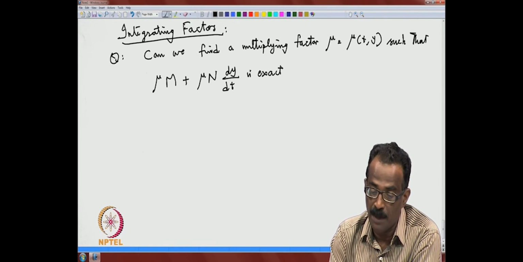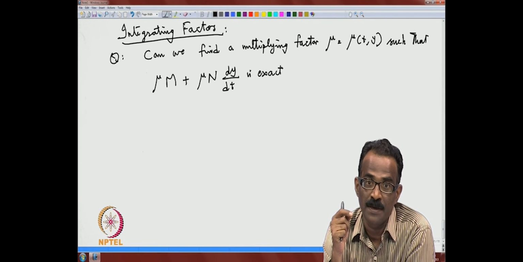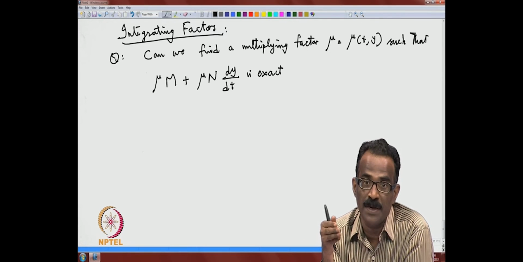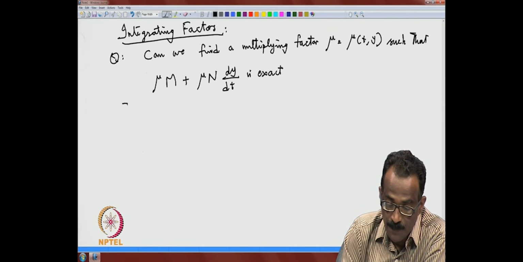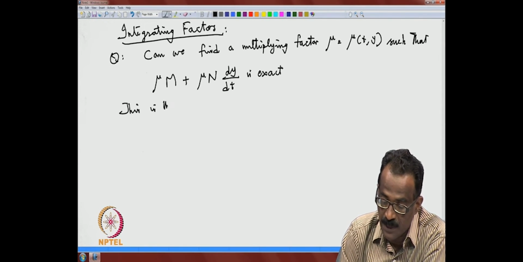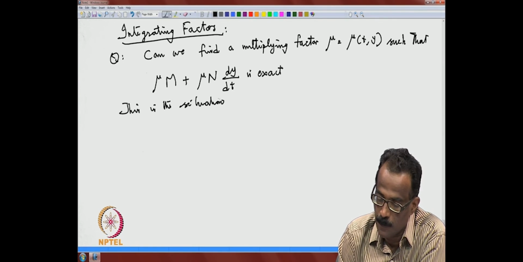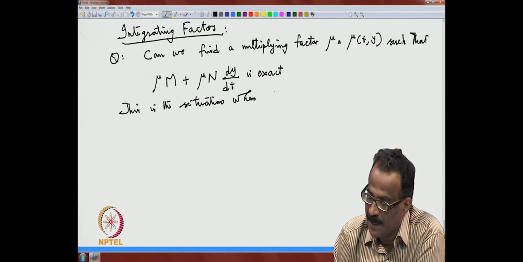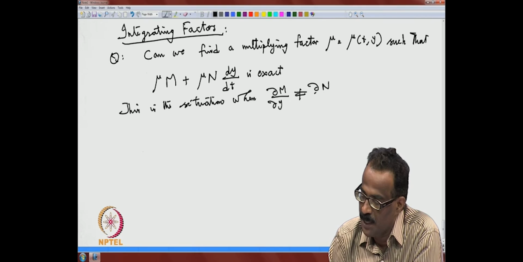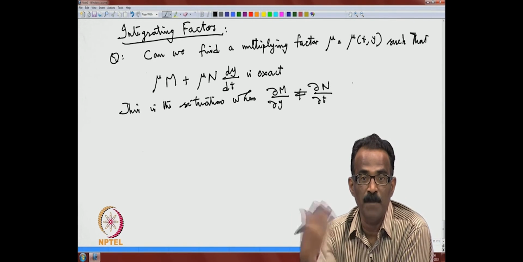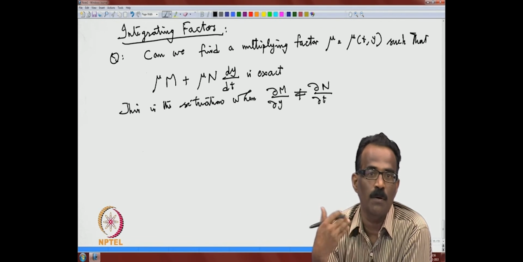Of course, if m plus n dy by dt equal to 0 is already exact, you do not have to do that. The question comes when m plus n dy by dt is not exact. This is the situation when dm by dy is not equal to dn by dt. If dm by dy is equal to dn by dt, then that equation is going to be exact and you do not have to proceed further.